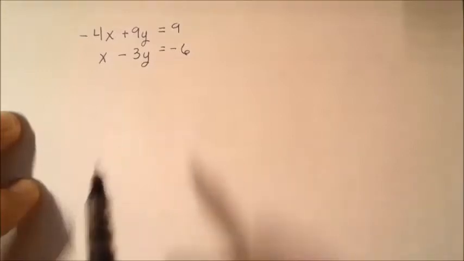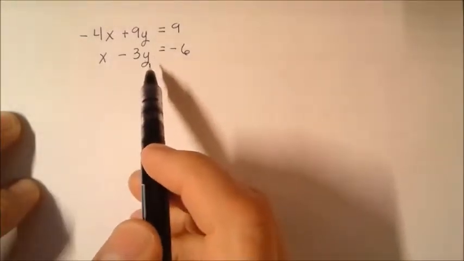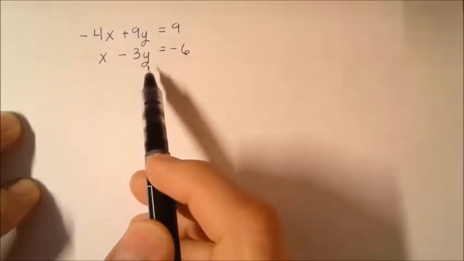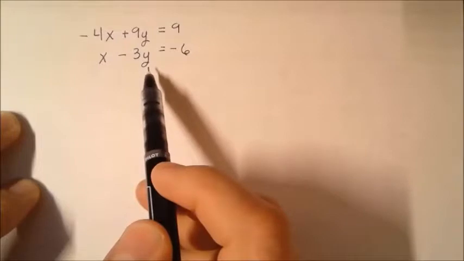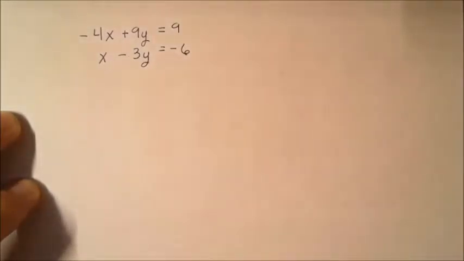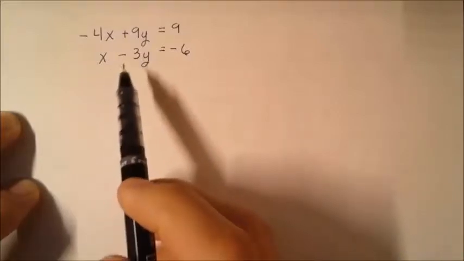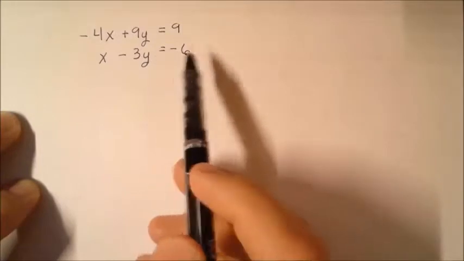So if we wanted to use substitution, we would have to solve for y for at least one of these equations. If we wanted to do graphing, we'd have to solve for y for both of these equations to put them in slope-intercept form to graph. So the easiest thing to do is use elimination, which means we're going to eliminate one variable. Now looking at this right now, we're unable to eliminate a variable.